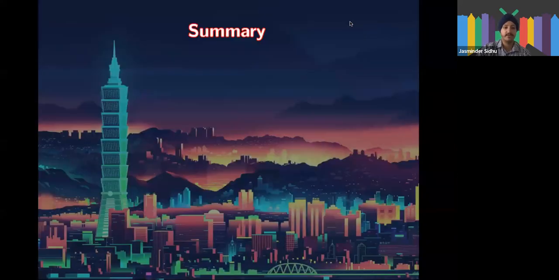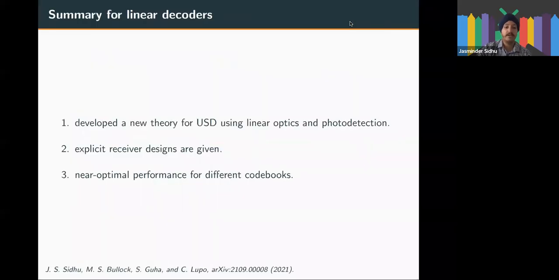So as a quick summary, we have developed a new theory for an unambiguous state discrimination framework using just linear optics and photo detection. We've provided explicit receiver designs for a range of different code words, and we find that they are often near optimal, which shows the strength of this work.